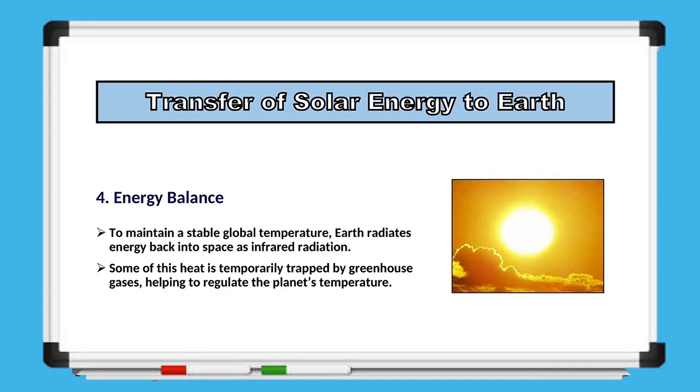To maintain a stable global temperature, the Earth continuously releases energy back into space in the form of infrared radiation. Some of this outgoing heat is temporarily trapped by greenhouse gases in the atmosphere, helping to keep the planet warm enough to support life. This natural process helps regulate Earth's temperature and creates suitable conditions for living organisms.